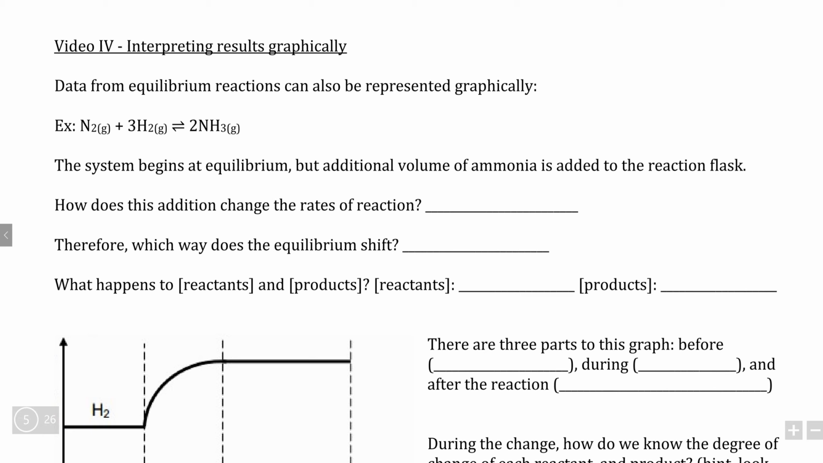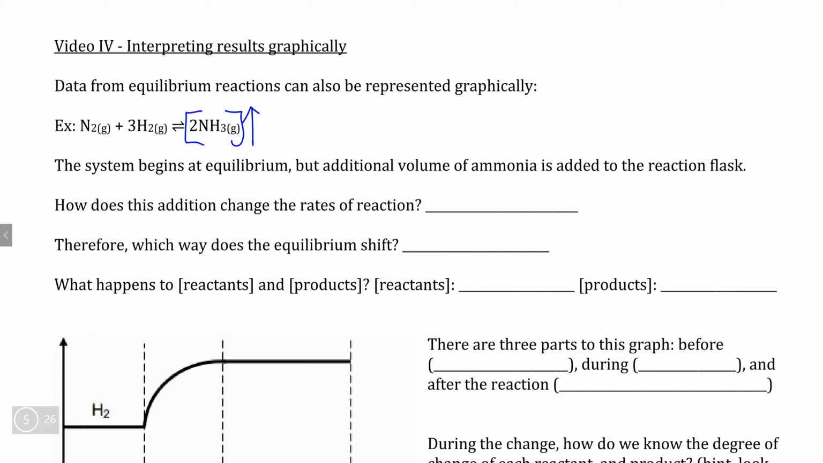In this video, we're going to learn how to represent shifts in an equilibrium system on concentration time graphs. The equation that we're going to use as a prototype is the synthesis reaction of NH3 from nitrogen and hydrogen gas. And the stimulus we're going to apply to this reaction is a concentration increase in NH3.